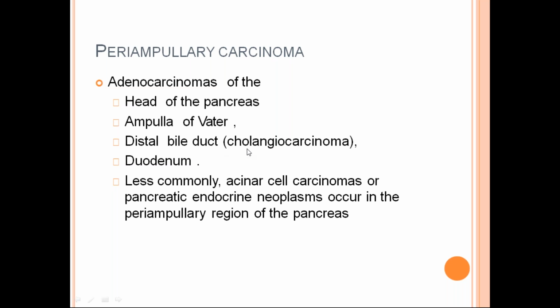Bile duct carcinomas are known as cholangiocarcinoma. Less commonly, islet cell carcinomas or pancreatic endocrine neoplasms occur in the periampullary region of the pancreas. These pancreatic endocrine neoplasms and islet cell carcinomas are very rare. So remember only these four adenocarcinomas.